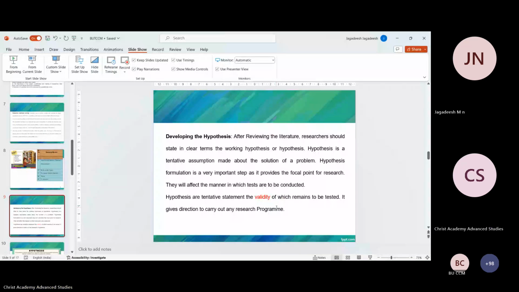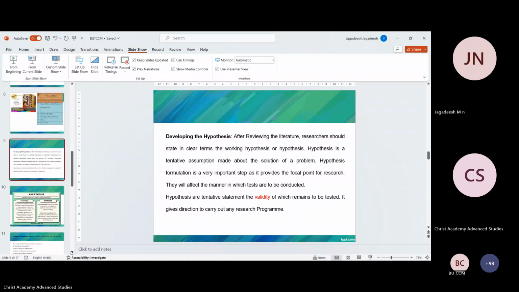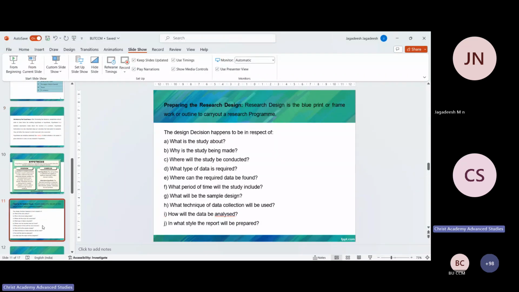So: formulating the research problem, extensive literature survey, developing the hypothesis. And the next step, which is also one of the very important concepts in today's session, is research design. Basically, research design is a blueprint, a framework, or an outline which helps the researcher carry out the further steps of his research work.